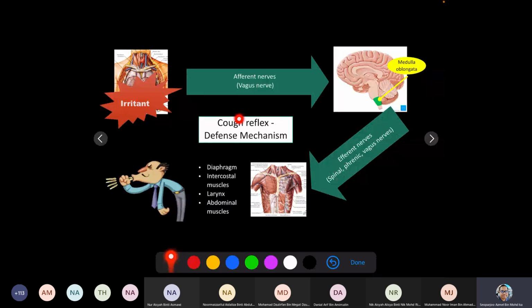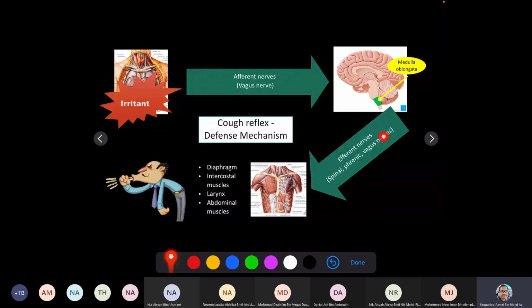But in a simplified manner, if there is some irritant in the airways, it will stimulate the receptor there, and this receptor will send the signals through the afferent nerve, or the vagus nerve, to the medulla oblongata. So here it will process the information and pass it back to all of these muscles via the efferent nerve, or via the spinal, phrenic, and also vagus nerve.